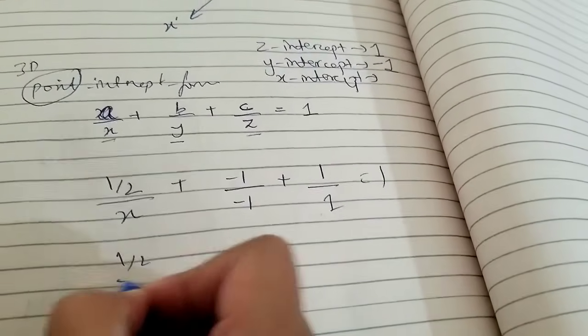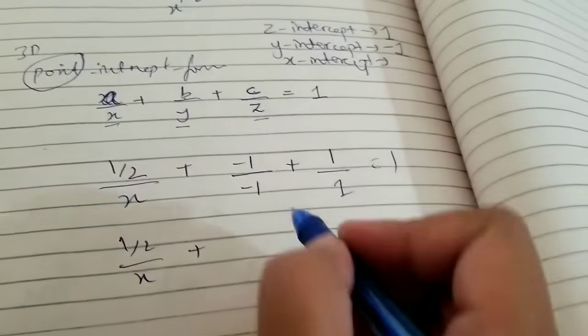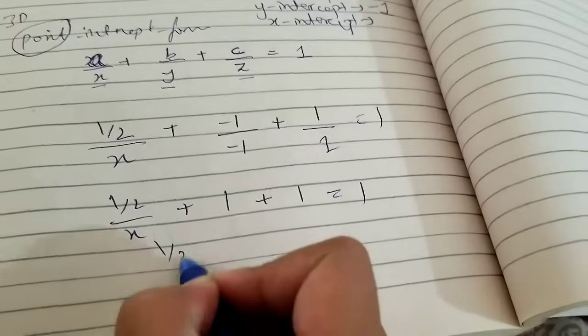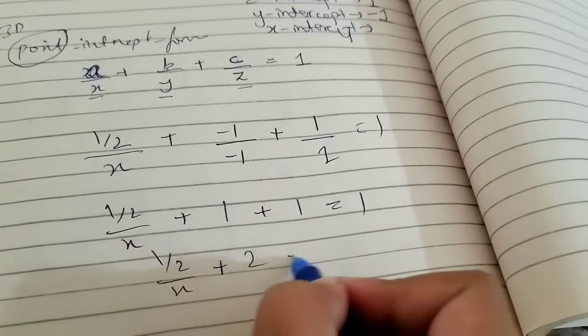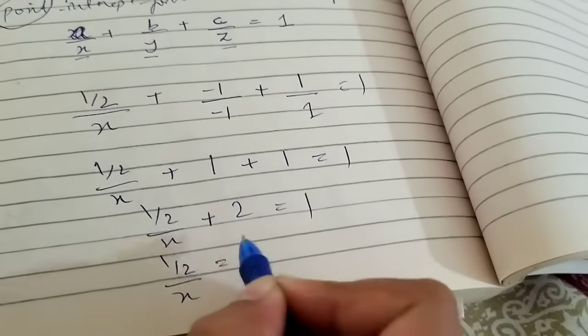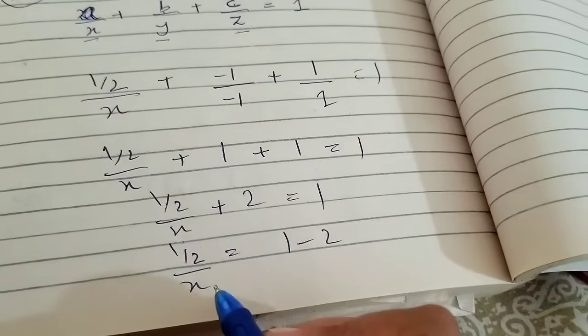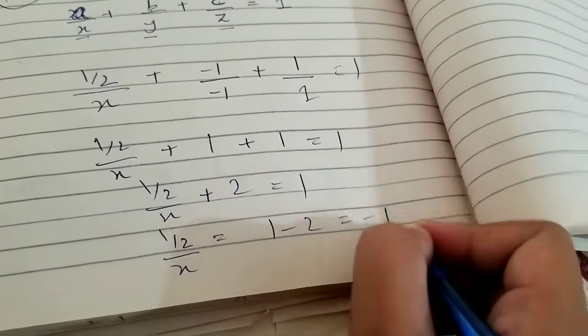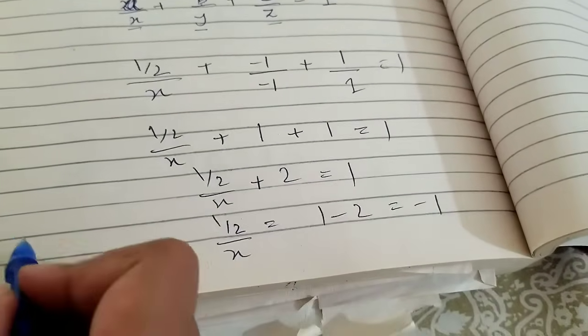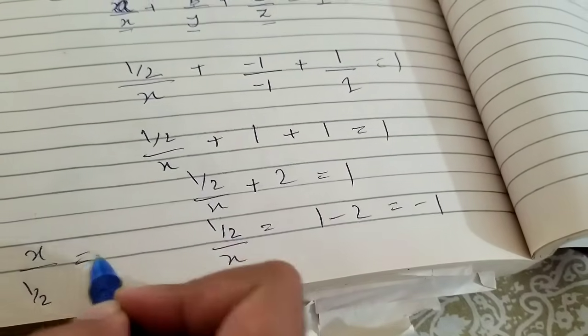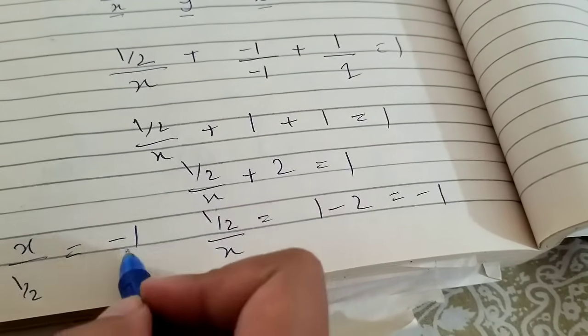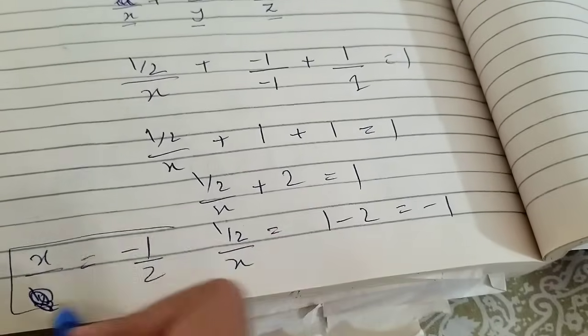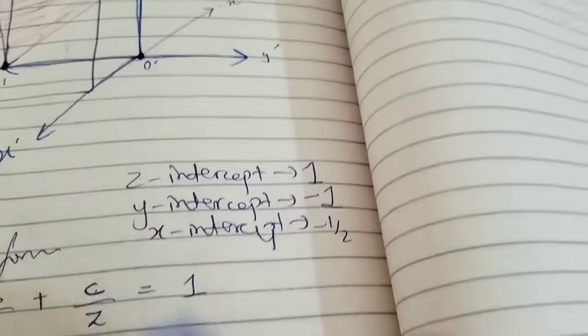So 1/2 over x, -1 over -1 cancels out and becomes 1, plus 1 equals 1. So 1/2 over x plus 1 equals 1. Moving it to the other side, it becomes -1. Now we'll take the inverse on both sides. So it becomes this, and 1/2 goes over there and it becomes -1/2. So the x-intercept that we got here is -1/2. So the x-intercept is -1/2 here.